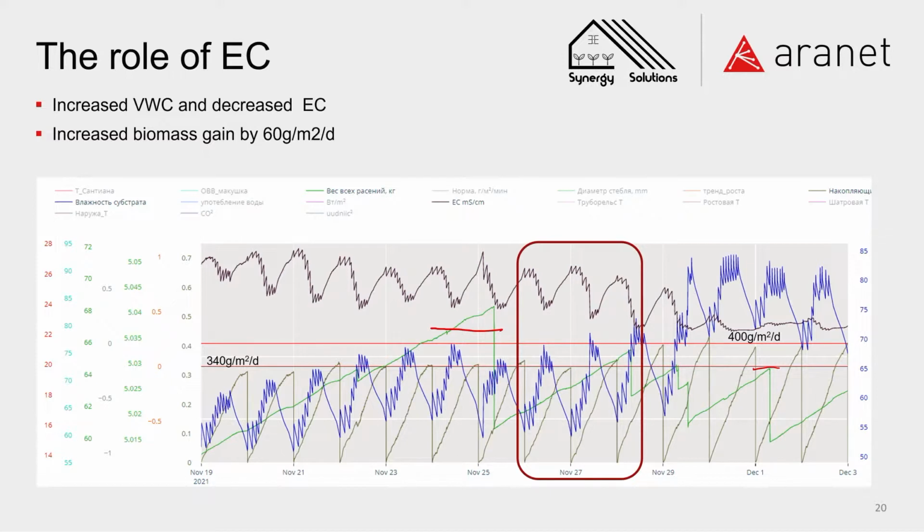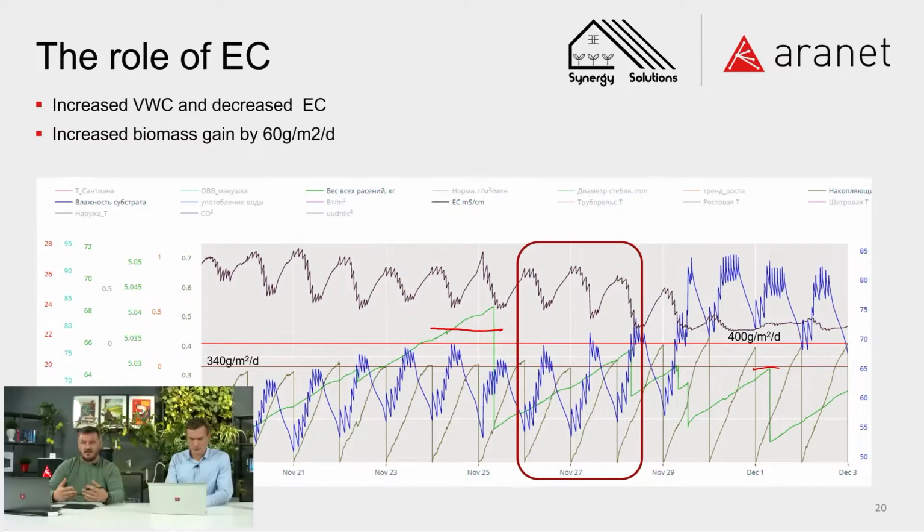And with an increase in EC and a decrease of the biomass gain, your dry matter content of the fruits will increase, but marketable yield will decrease. So we can monetize the influence of EC just by seeing the differences in the biomass gain. So the role of EC is huge.